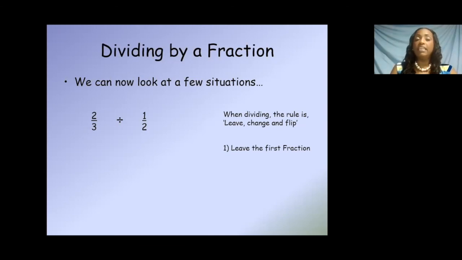So you want to leave the first part of the fraction. In this case, it's 2/3. So 2/3, okay, you're going to leave the 2/3.